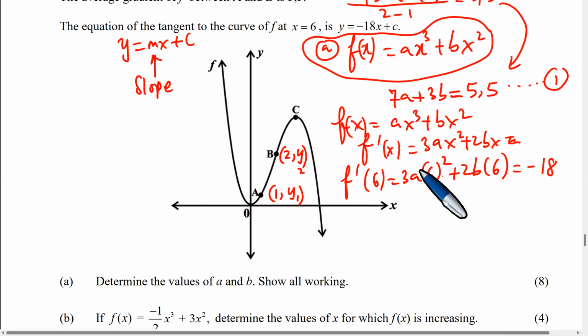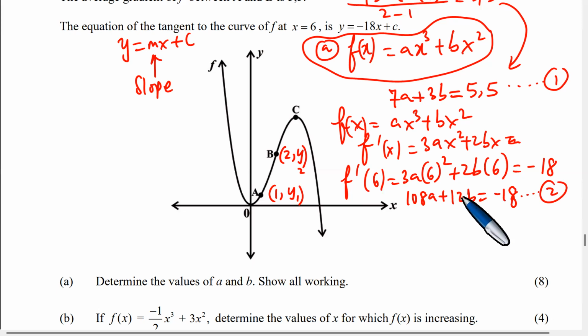Now, if you square 6, you get 36 times 3, which is 108. So which means 108a plus 12b is equal to minus 18. Okay, so you get an equation which is equation 2. So we have exactly that. So now what do we do?